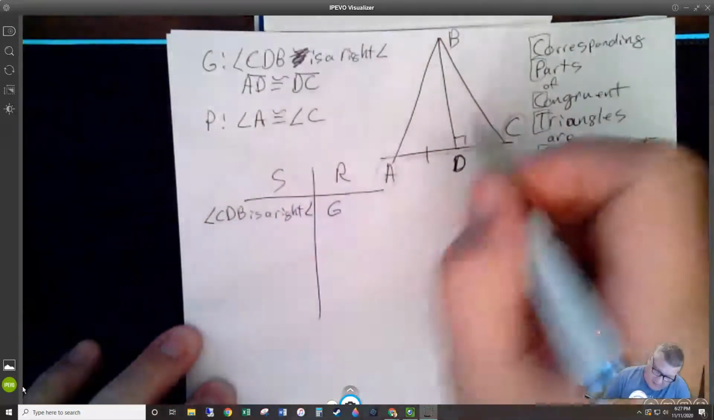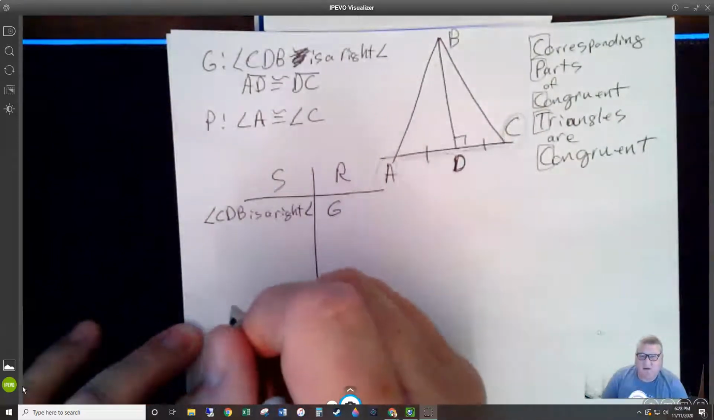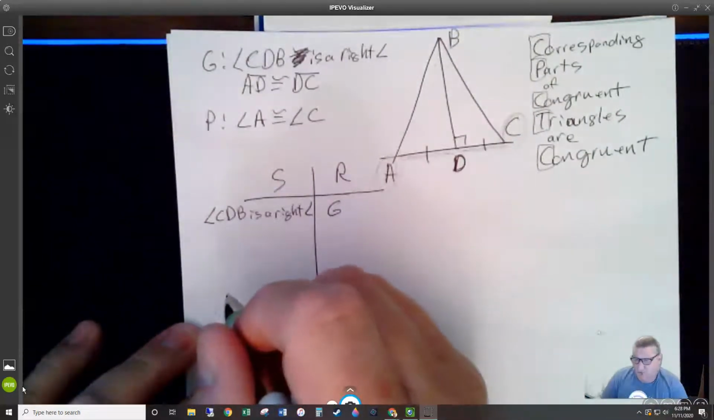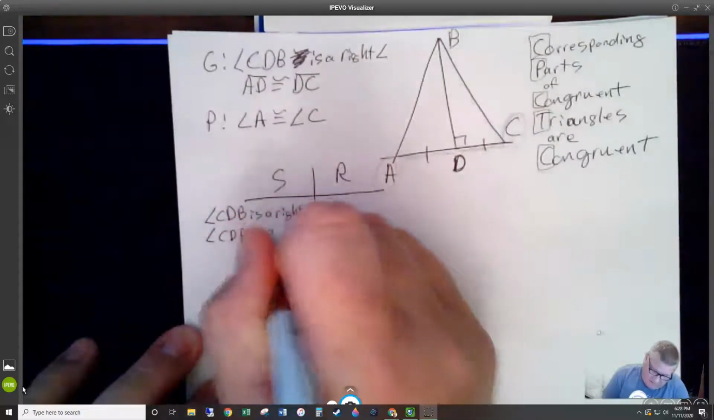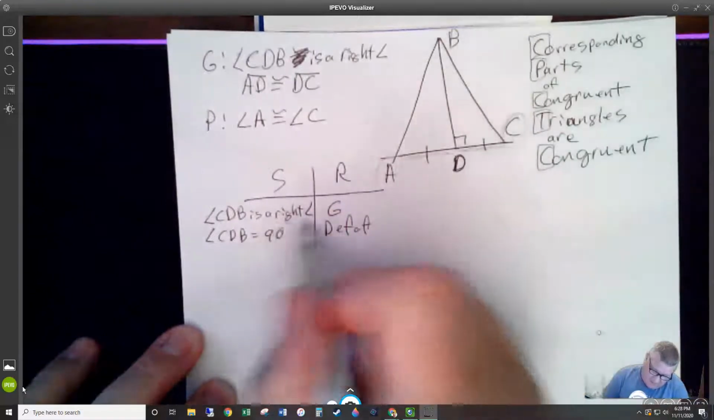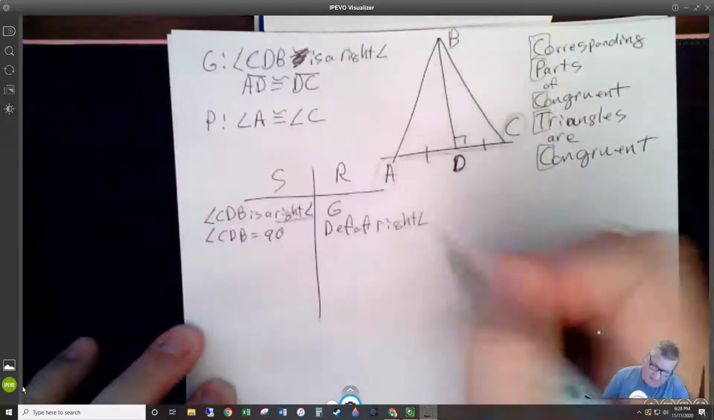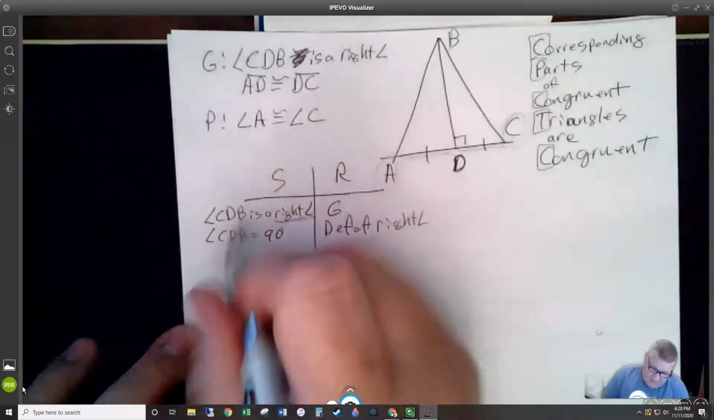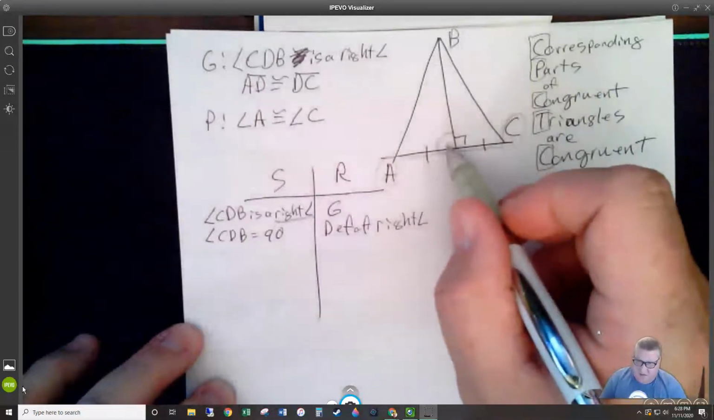With that in mind, we know that CDB is a right angle. Now, what do we know about right angles? Well, right angles equal 90 degrees. So angle CDB equals 90 degrees by definition of, well, what did we just say it was? We said it's a right angle. That's why. So it's by definition of right angle. Now, the other thing is we say, well, that means this one over here is right. Well, yes, it is. That's true.